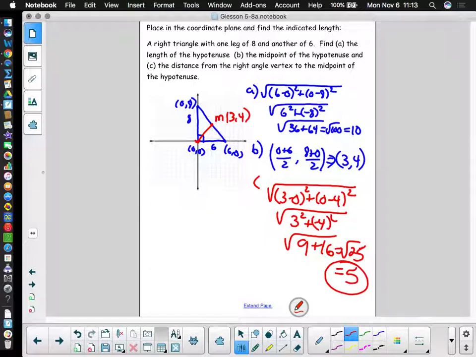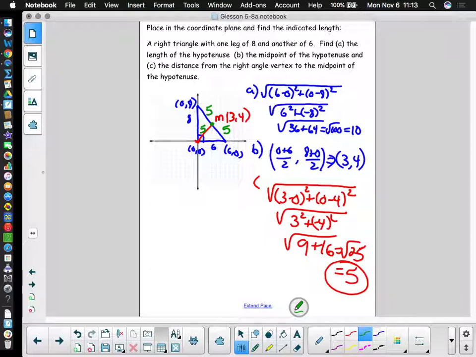Now I want you to notice something. The distance from the vertex of the right angle to the midpoint of the hypotenuse is 5. Length of the hypotenuse was 10. So if this is the midpoint of the hypotenuse right here, and the whole length is 10, each of those is 5. And all three of those distances are exactly the same. Isn't that interesting? We'll talk about that a little bit more as time goes on. But kind of interesting little conclusion there.